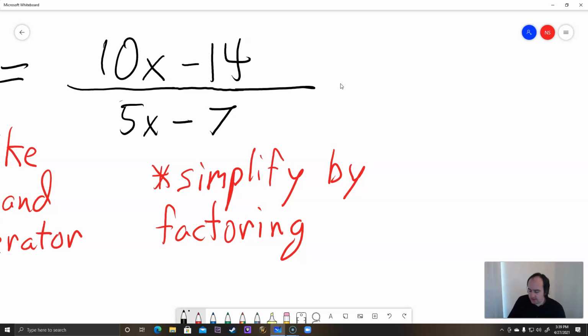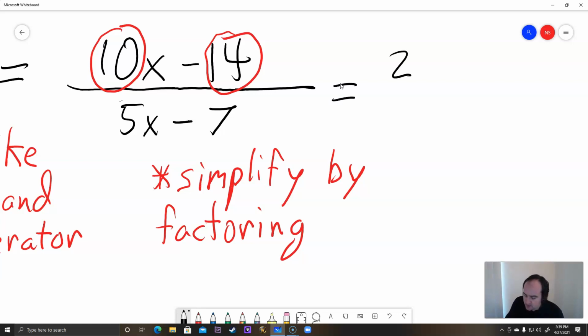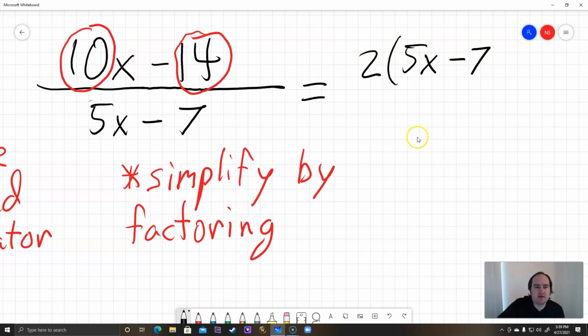Here in the numerator, we can actually factor out the GCF. The biggest number that goes into both 10 and 14 is going to be 2. So on the top, we can factor out a 2. On the top, we have 2 times 5x minus 7. Okay, 2 times 5x minus 7.